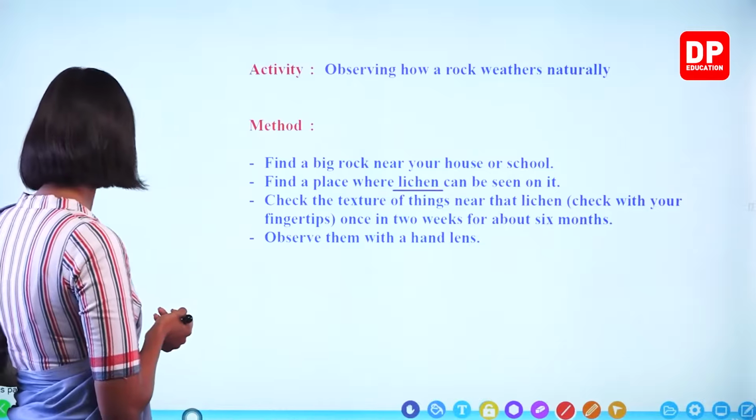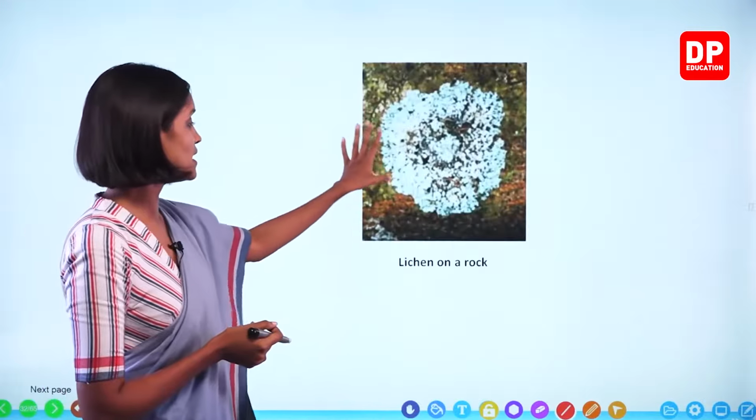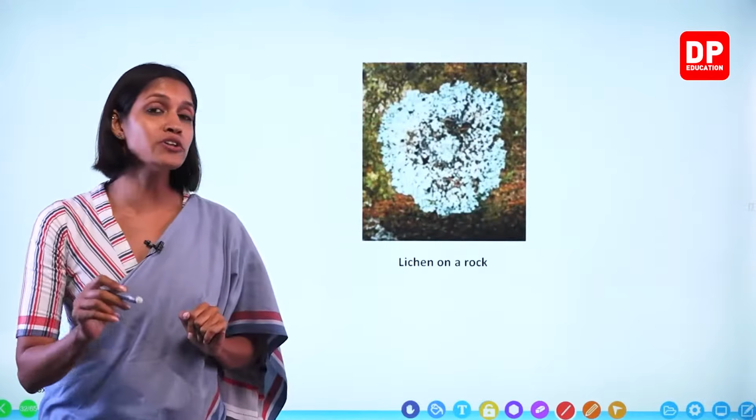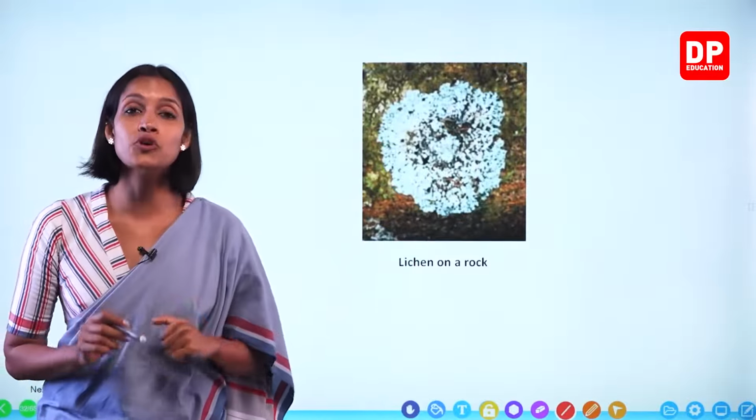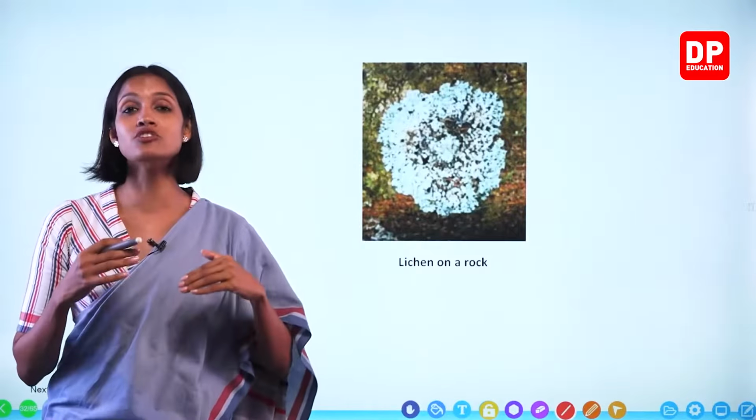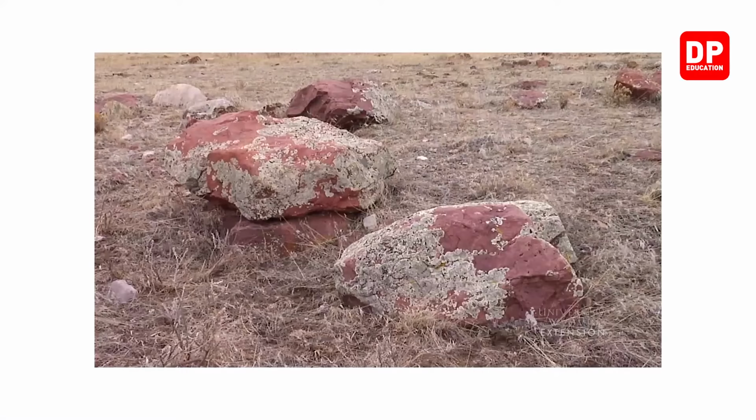Right, children? So this is how a lichen looks like. Now we are going to watch a video about these lichens. I am going to show you how lichens on rocks look.